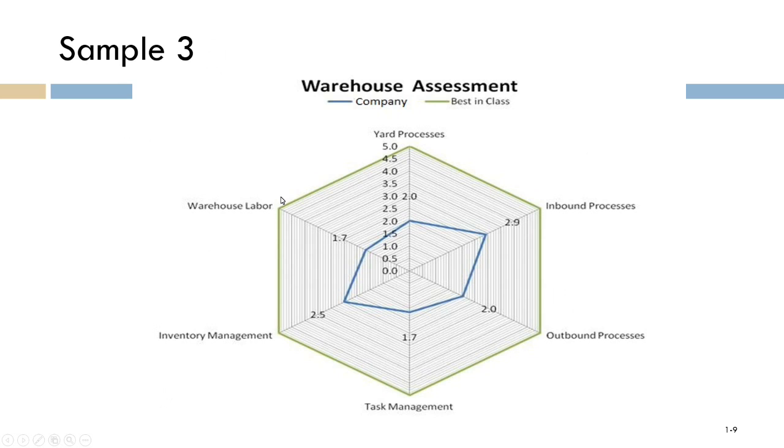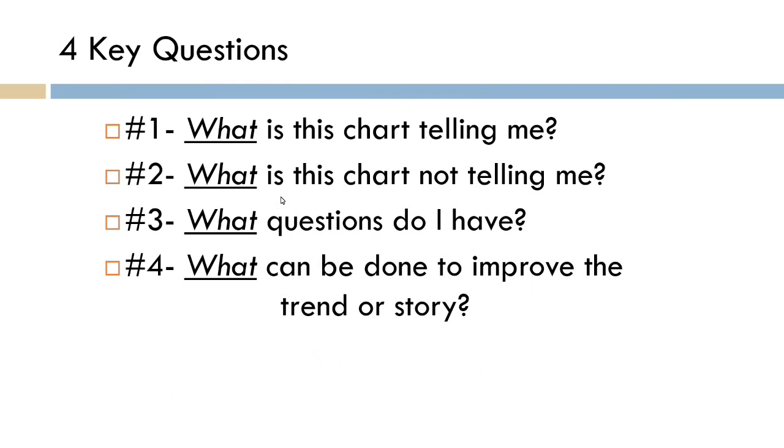Again, this doesn't tell us how profitable we are or what our operational costs are. It just gives us some warehouse assessment data. So don't overread this chart. Don't make it tell you a story that isn't there. One last time: What's the chart telling me? What's this chart not telling me? What questions do I have? And what can be done to improve the trend or the story?